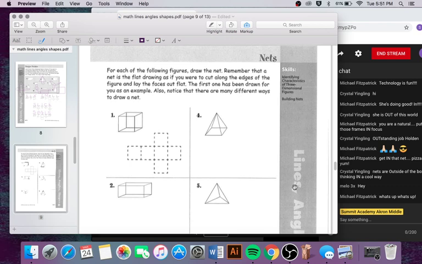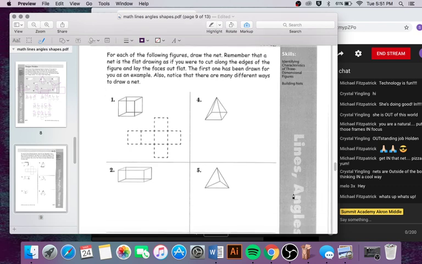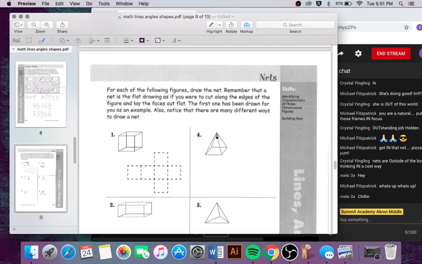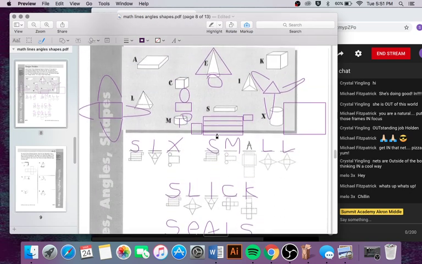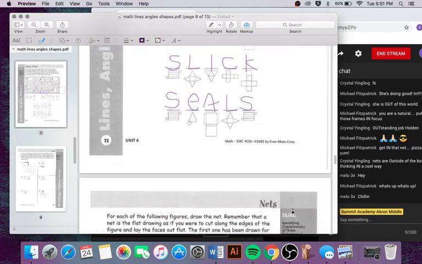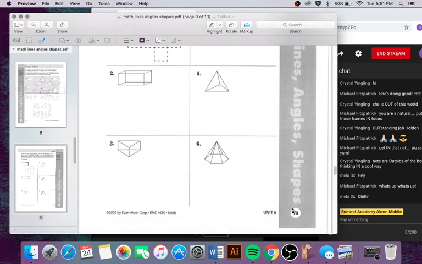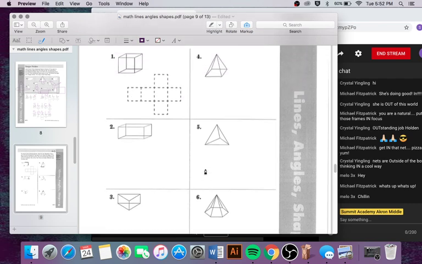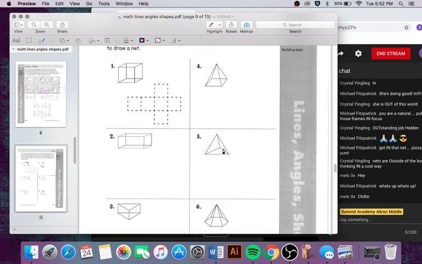So our next page, hey Carmelo, is all about nets, which are all these things I tried to draw up here for you. So once you solve this, these will help you solving these ones. So I will attempt to do one of them for you. So this one is a square pyramid. The base is a square. It comes to a point, which makes it a pyramid.